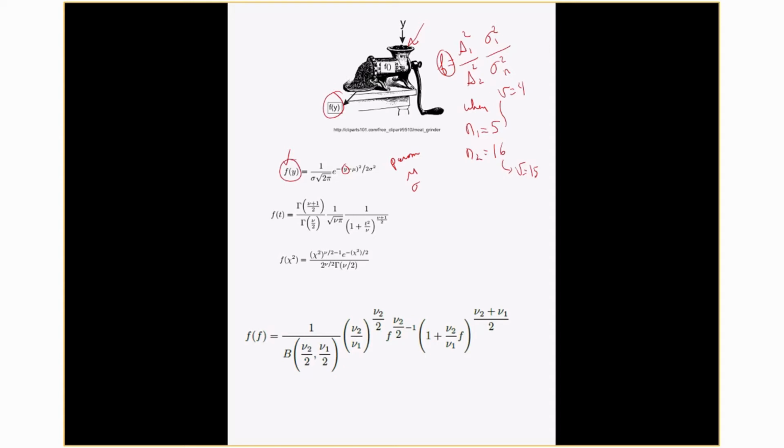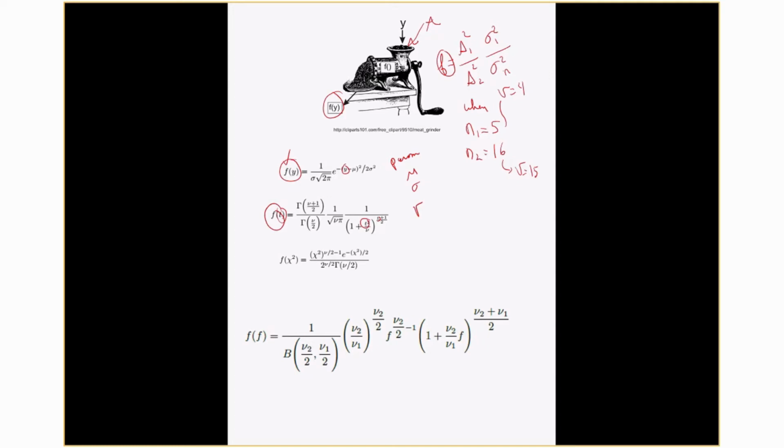In the case of the probability density function for the sampling distribution t, what are our parameters? The only parameter is the number of degrees of freedom, nu. So we've got our value of nu. We calculate a test statistic t. We put t in here. What comes out is f of t.